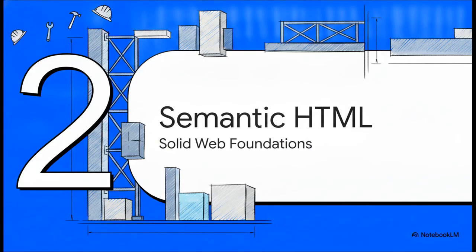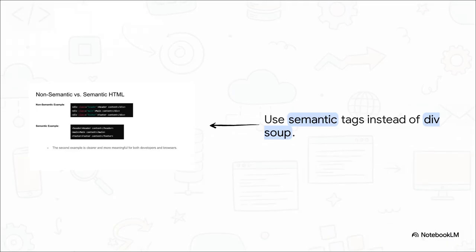Section 2, Semantic HTML Foundations. Okay, quick history lesson. Back in the day, developers used to build out entire web layouts using endless, generic div tags for literally everything. We jokingly call it div soup because it's just a messy bowl of code. It worked, sure, but it completely lacked any real meaning. Semantic HTML completely changes the game by replacing those generic divs with tags that actually describe exactly what they're doing, like header, main, and footer. This is an absolutely massive upgrade.